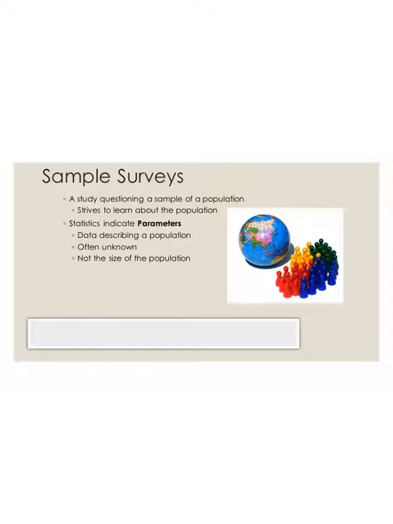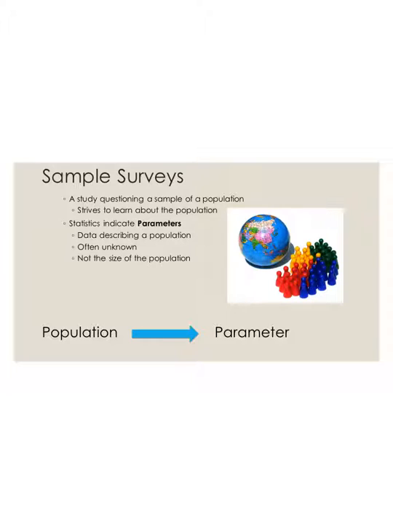If we have a study questioning a sample of a population and we're learning something about that population, if the data value comes specifically from the population, we call that a parameter. Sometimes we don't know what it is, and remember, it is not the size of the population. So if my data value is obtained from the population, we call that a parameter, whatever that data value is.